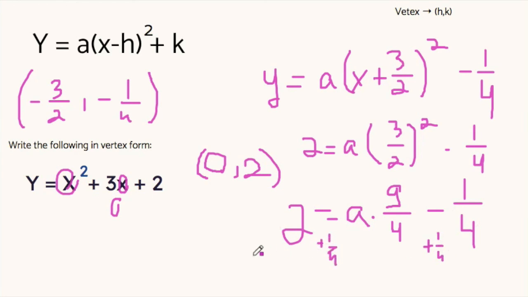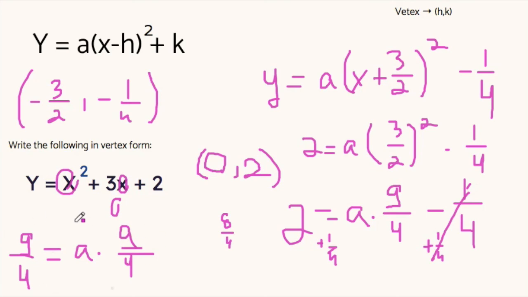2 plus 1 over 4 is just going to be 2.25. If you don't want to go into decimals, you can just say 2 is the same thing as 8 over 4. So 8 over 4 plus 1 over 4 is going to give us 9 over 4, equals a times 9 over 4, and 1 over 4 and negative 1 over 4 cancel out.